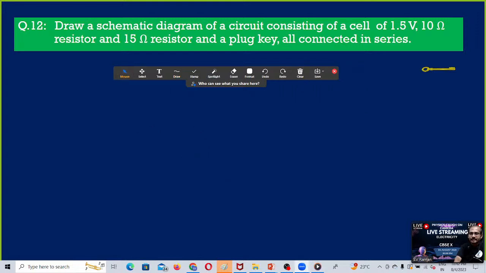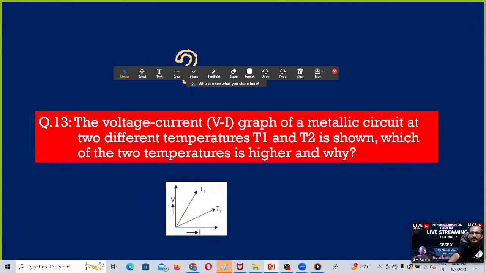Next. The voltage current graph of a metallic circuit at two different temperatures T1 and T2 is shown. Which of the two temperatures is higher and why? This is the question. Voltage current graph of a metallic circuit at two different temperatures T1 and T2. Which of the two temperatures is higher?